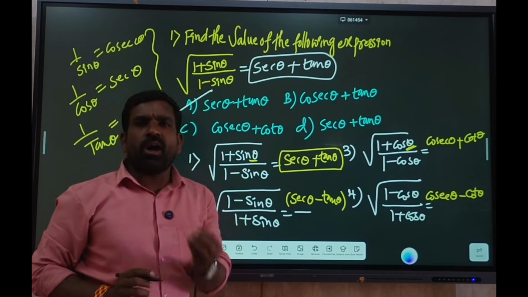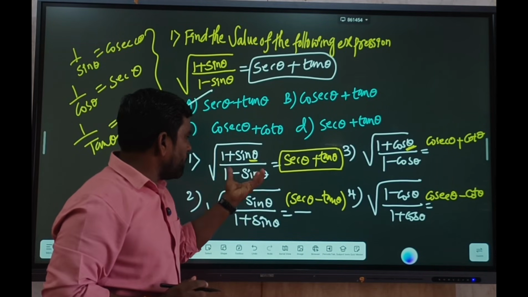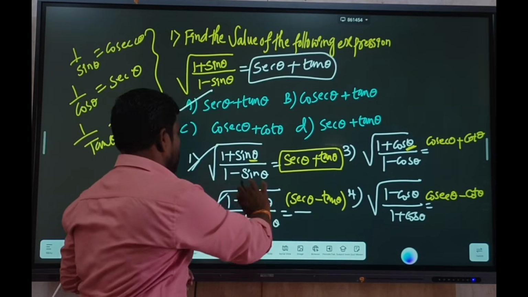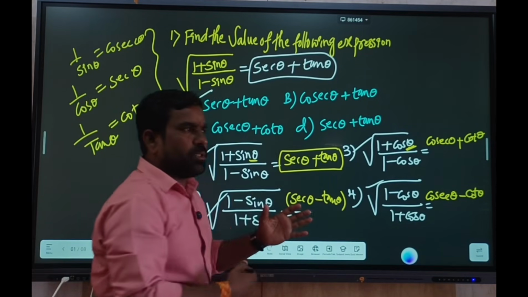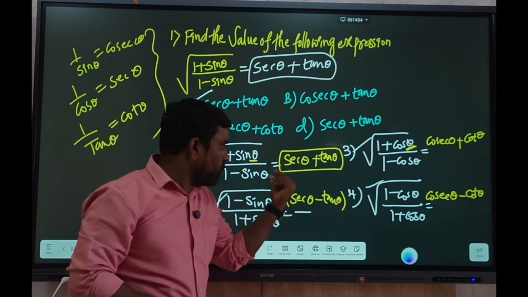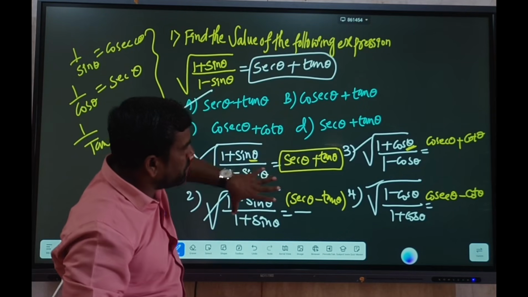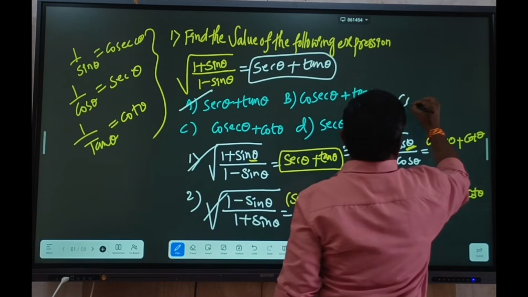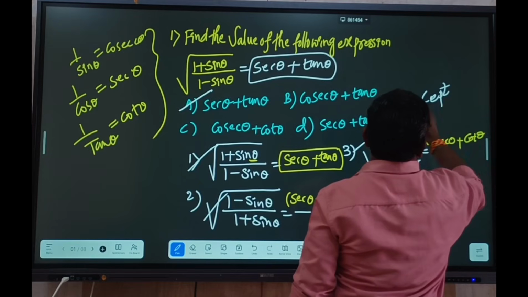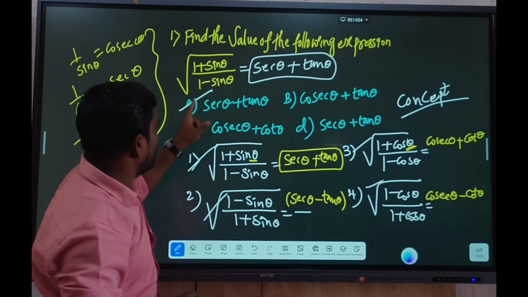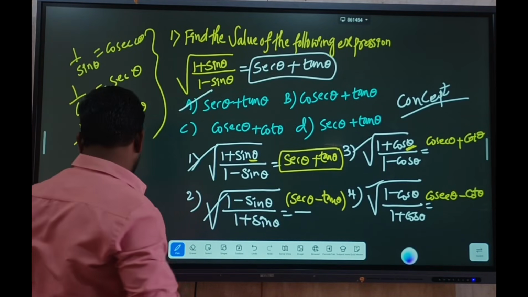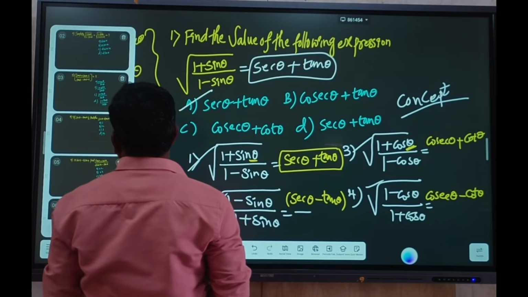This is a smart method, and this type of question is given more than once, not only this one but also this type. That time use the same method. This is a concept and shortcut method. Very important here. The answer is secant theta plus tan theta. It is finished.